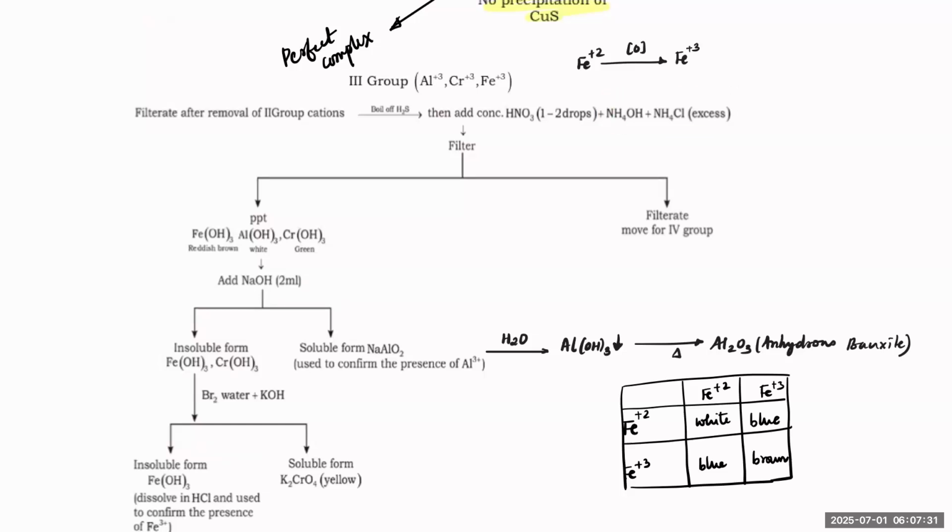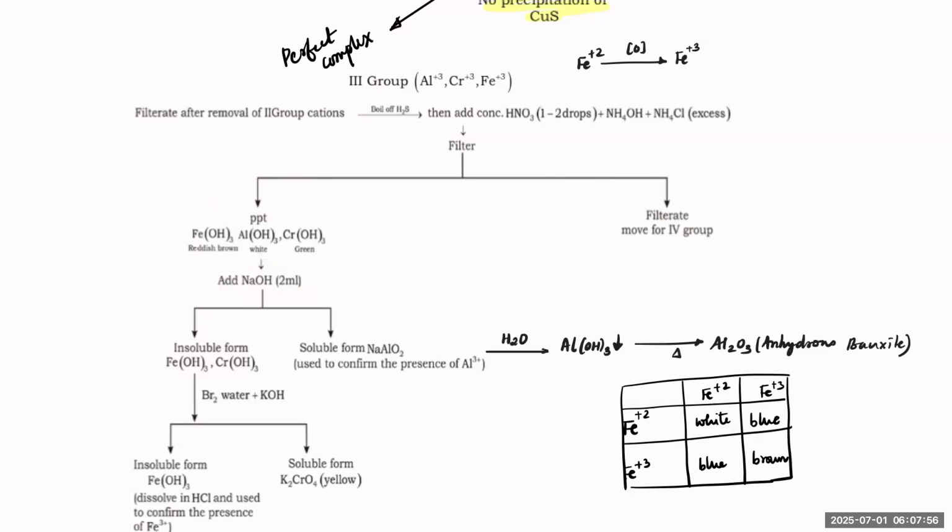On adding this amount, if there is any precipitate forming, it could be either ferric hydroxide, aluminum hydroxide, or chromic hydroxide. Ferric will be reddish brown, aluminum is white, chromium is green. If there is no precipitate, you'll proceed to group 4. And now you add another 2 droplets of NaOH, right?